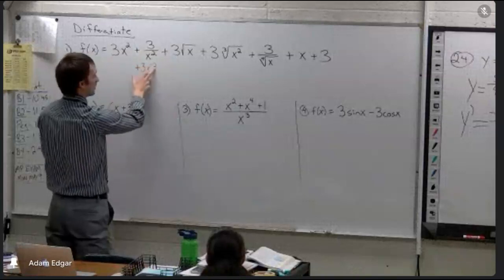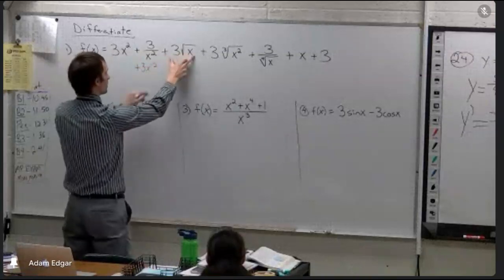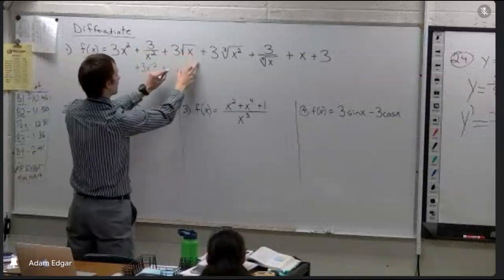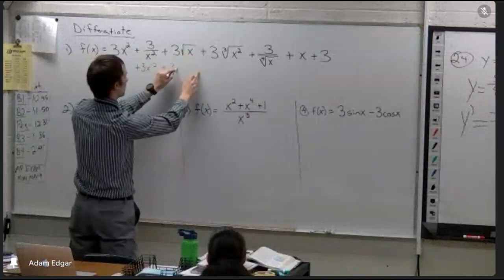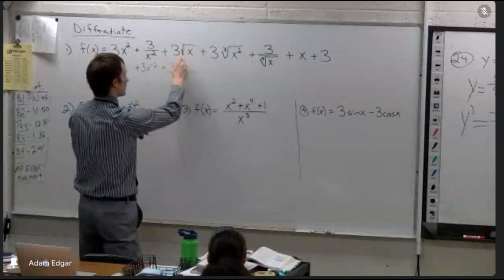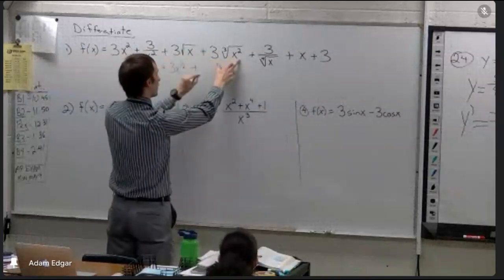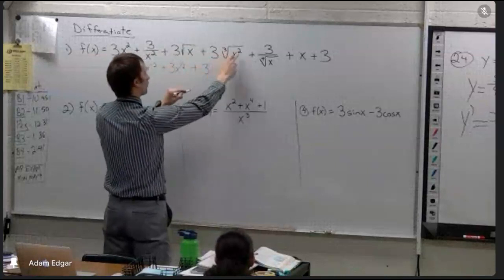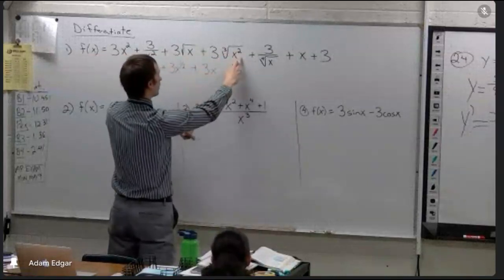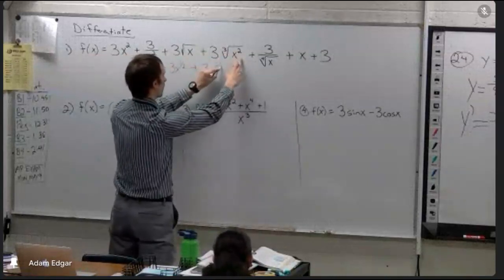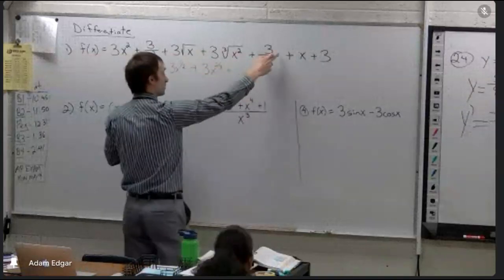3x to the negative 2. This third term is going to be plus what? 3x to the 1/2, because square root is a 1/2 power. This next term, same sort of thing, but a third root of x squared is an x to the what power? 2/3 power.